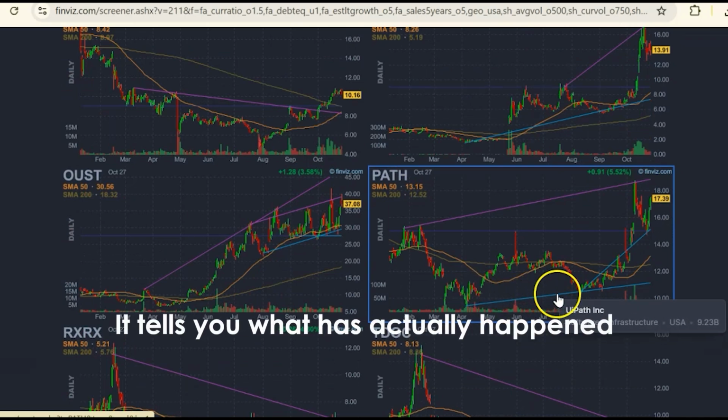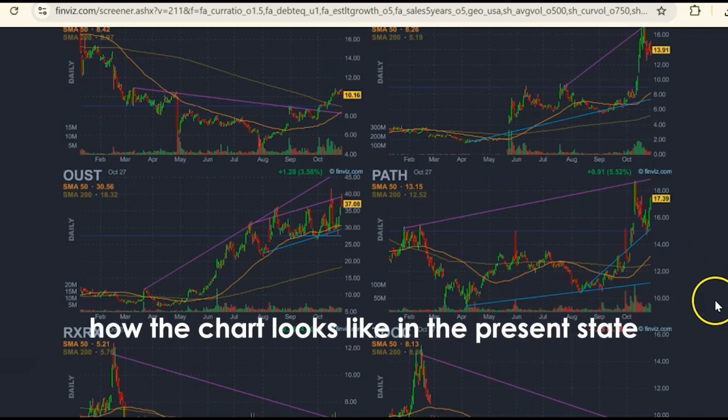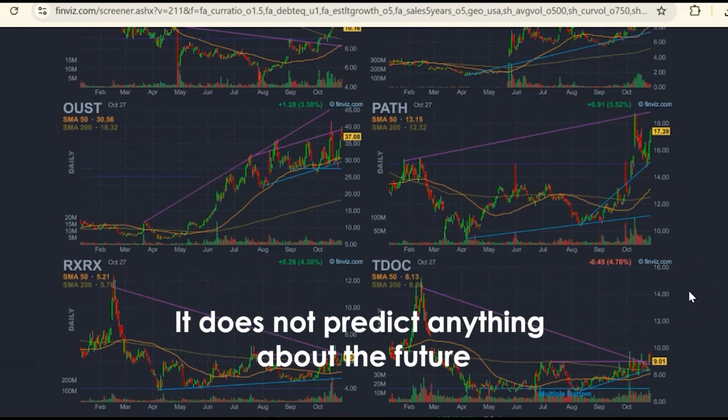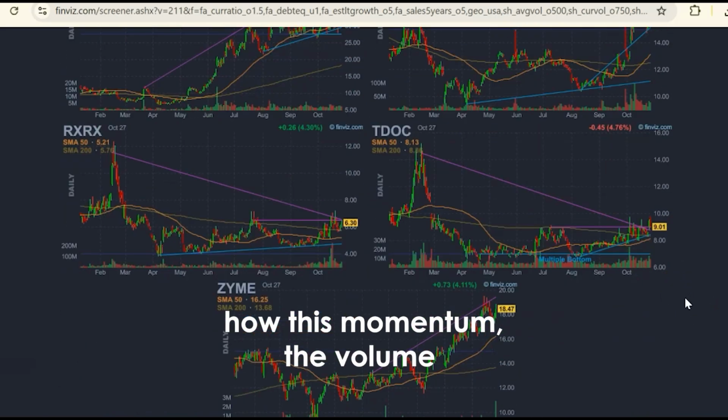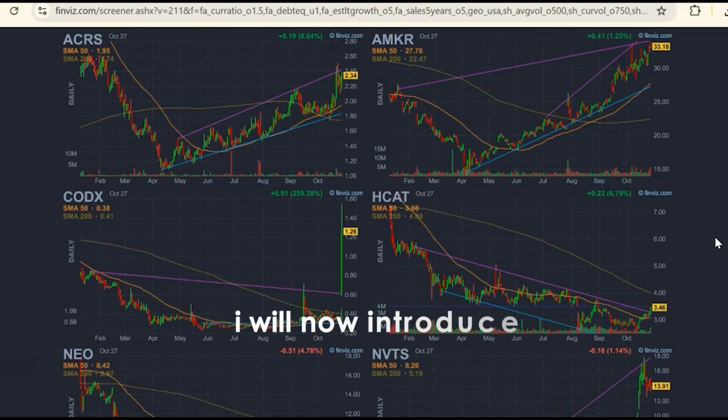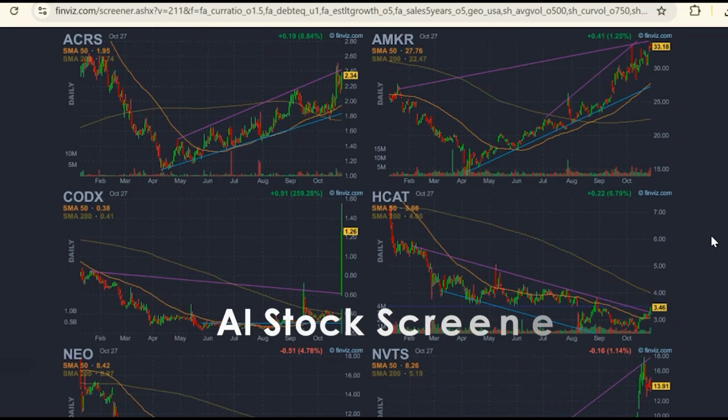It tells you what has actually happened or how the chart looks in the present state. It doesn't tell you the future. It doesn't predict anything about the future, like how this momentum, the volume, is it building enough for going up in the same pattern. And this is where I will now introduce our AI stock screener.